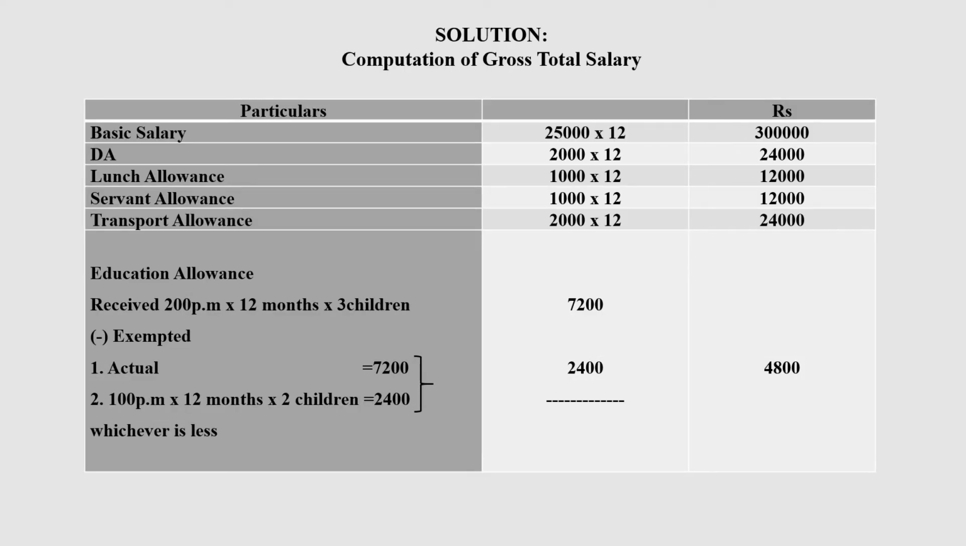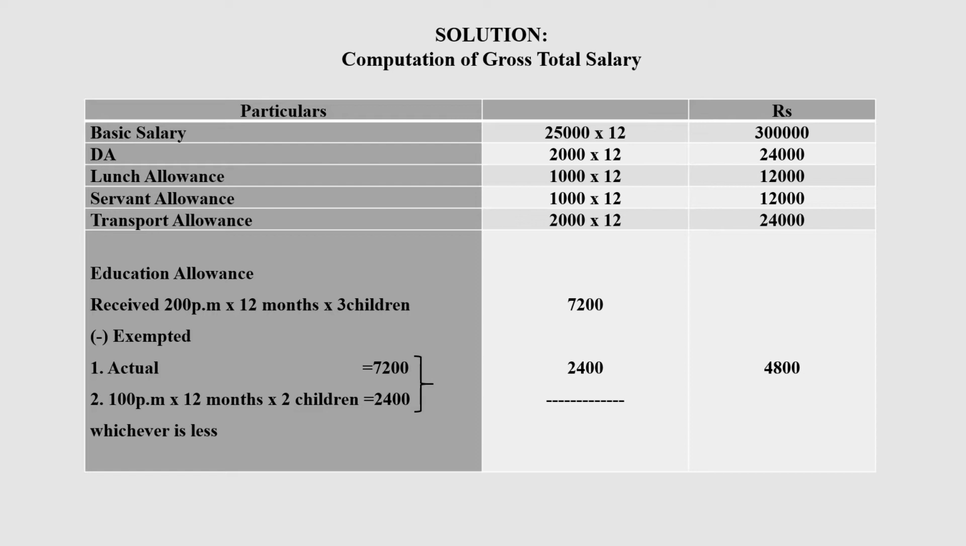So let's do the solution. First, write the heading as computation of gross total salary, 3 columns: particulars, 1 working column and the final column. First, we'll take basic salary. Basic salary is 25,000 for a month, so 25,000 into 12, 3 lakhs. DA is also given per month, into 12, that is 24,000. Lunch allowance is fully taxable according to the rule. So 1,000 rupees per month into 12, 12,000.